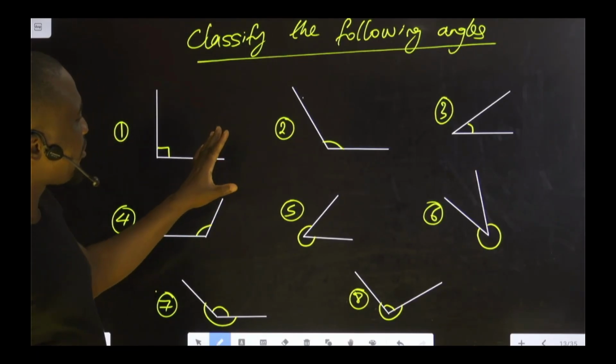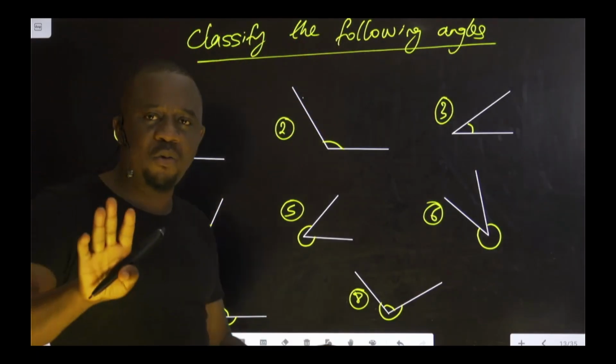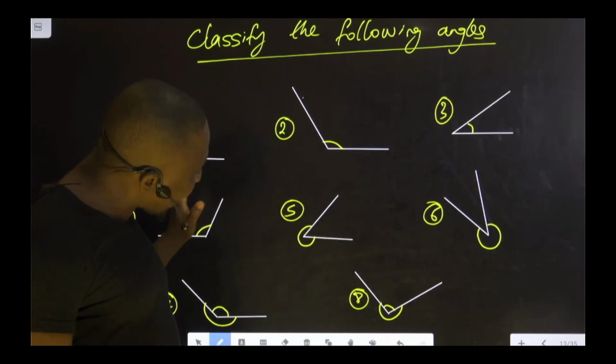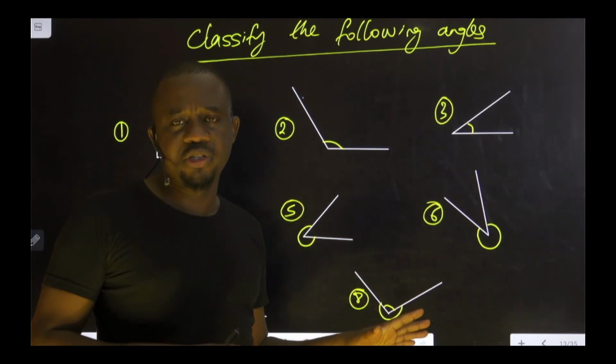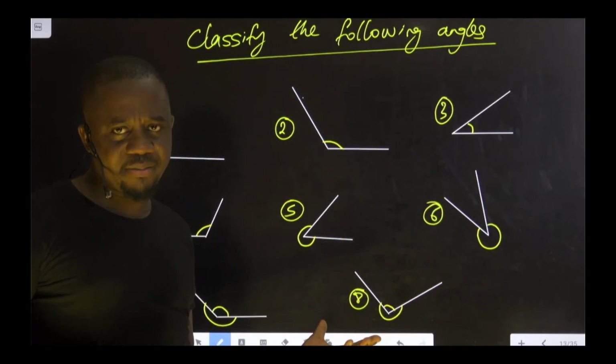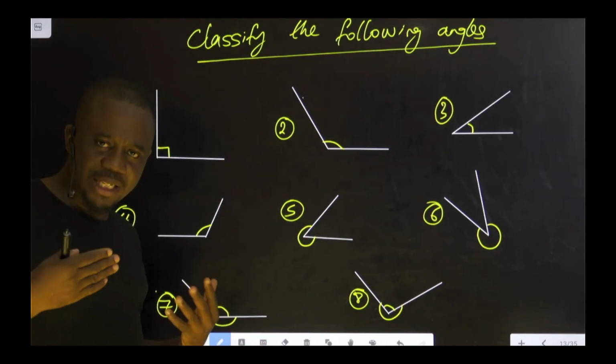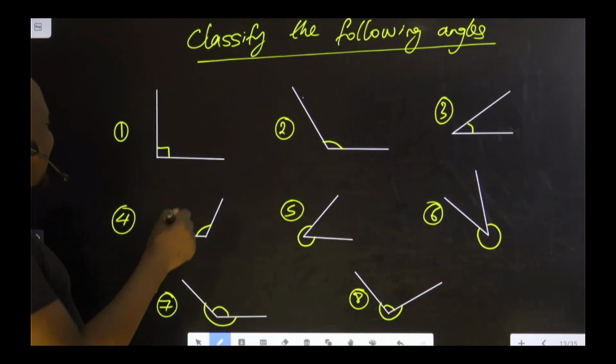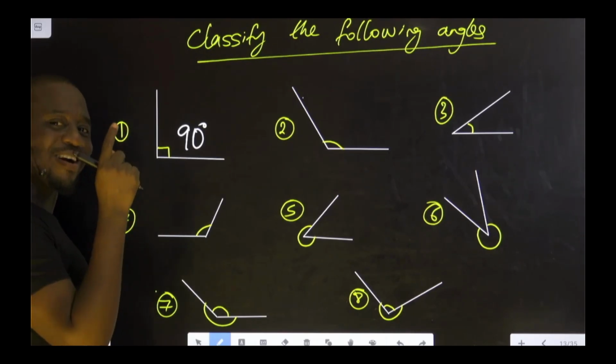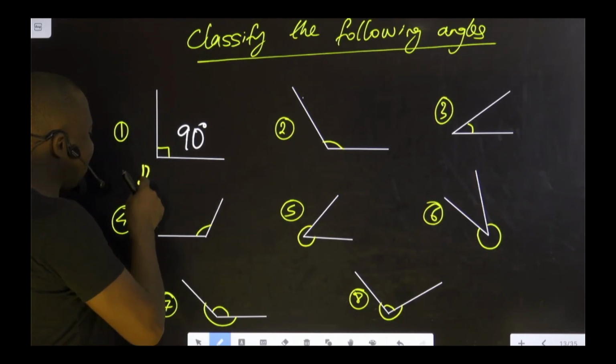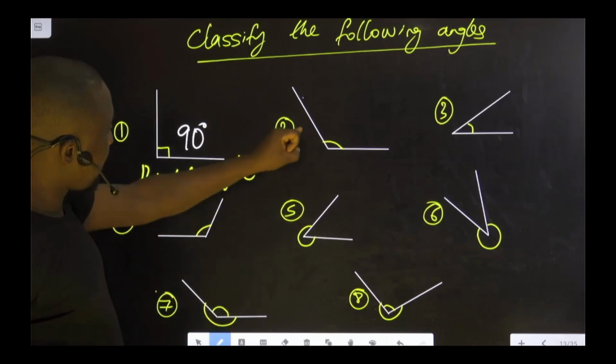This is a question before us. Classify the following angles. If I were you, I would pause the video and work everything out before you continue, as a form of exercise. Okay? Assume you have done that. Let's continue. This is 90 degrees. We call it what? A right angle. Right angle. Okay? Number 2.